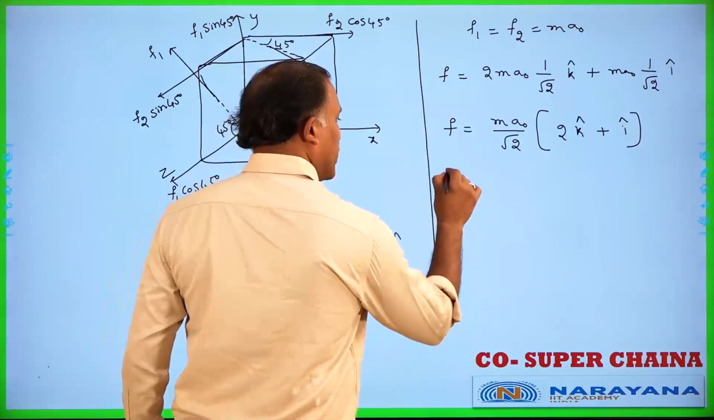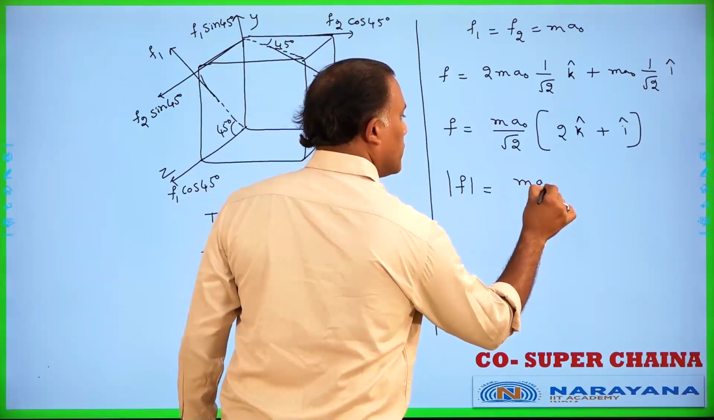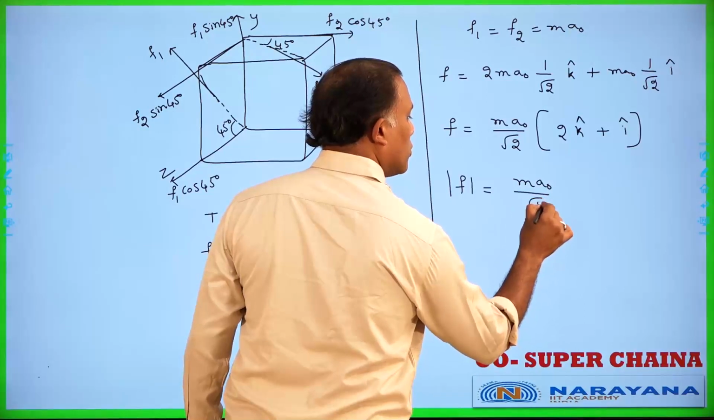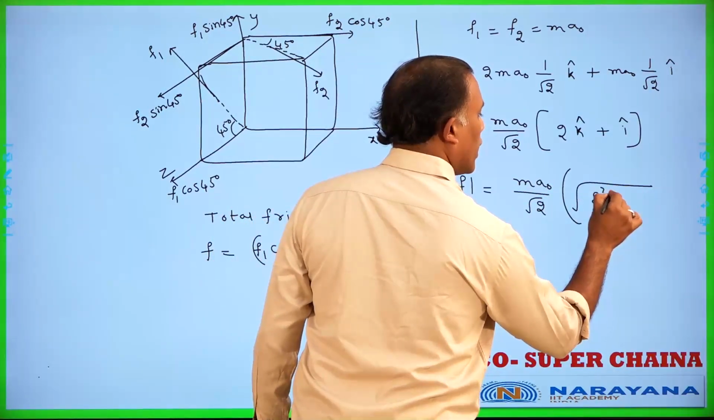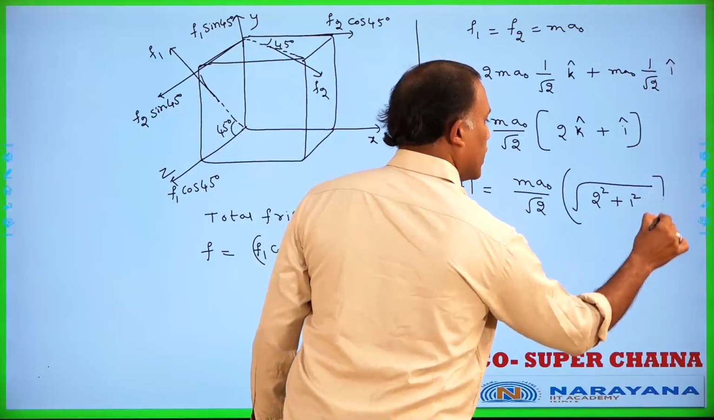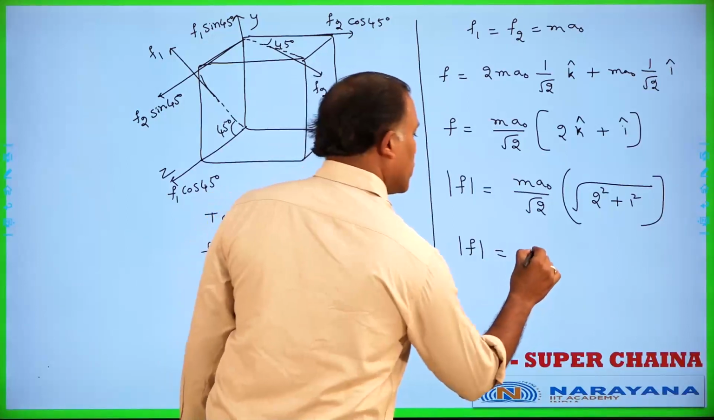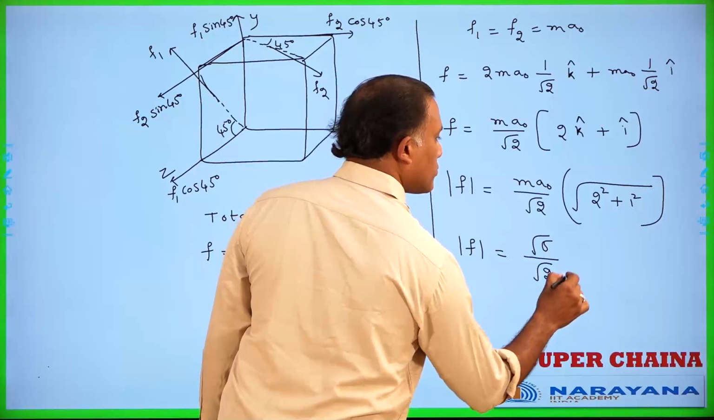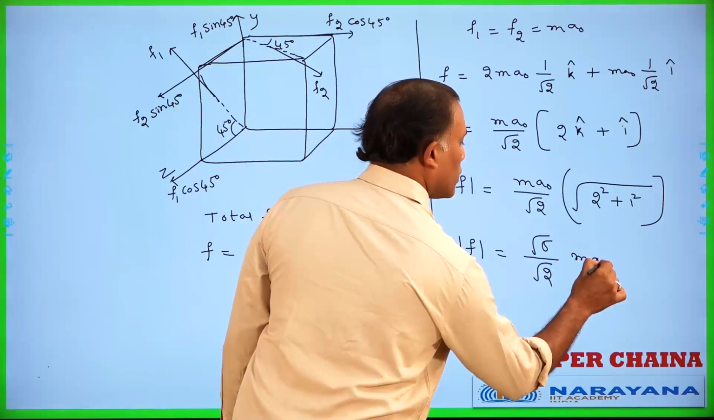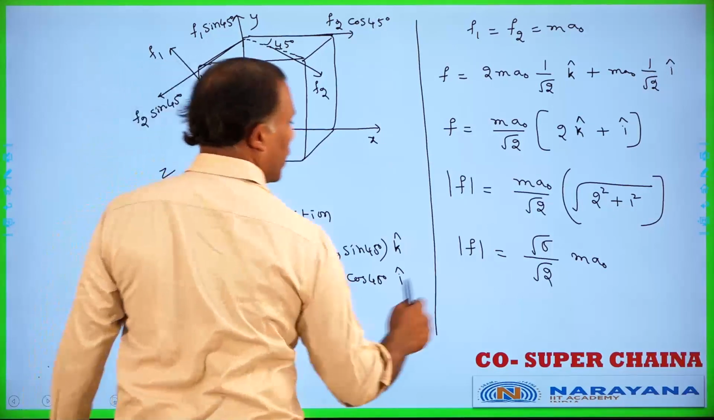Now I want the magnitude. So ma0 by root 2 into root of 2 square plus 1 square. So then the magnitude of friction is equal to root of 5 by root 2 ma0.